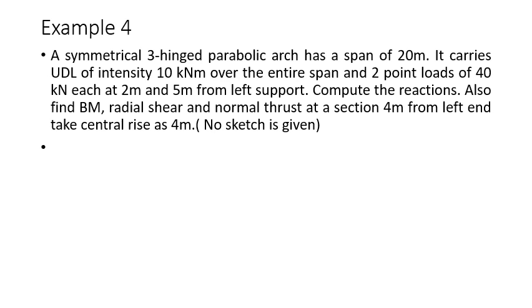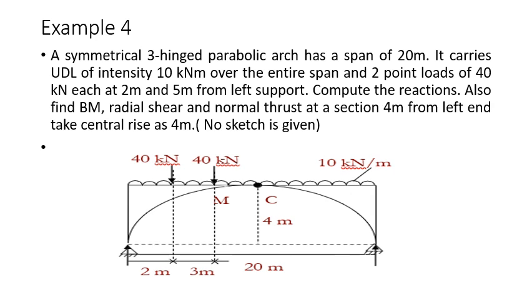See, everything is explained in the problem. So we have to draw the sketch. Span 20 meter, UDL 10 kilonewton per meter over the entire span, as well as 2-point loads 40 kilonewton each at 2 meter and 5 meter from the left support. Central rise is 4 meter. So we have to find the internal forces at a distance 4 meter from the left end. So this would be the diagram.